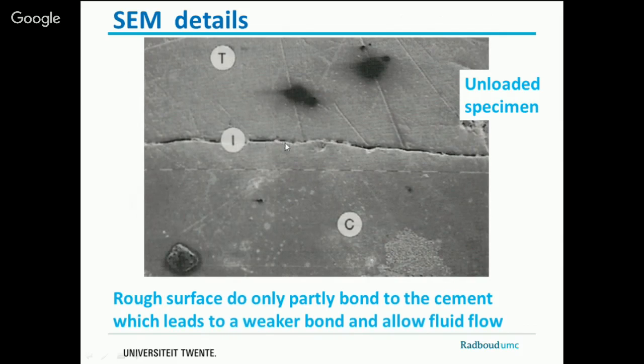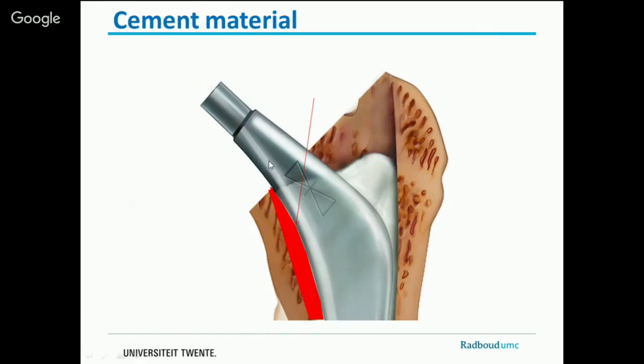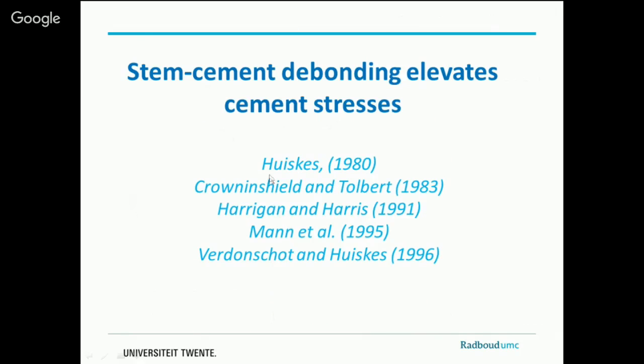So that might be an aspect that has been kind of ignored and may be very important for some patients. Okay, we're going to look at the cement material. We looked at the stem cement interface. We're going to now look at the cement material. And if a stem debonds, we will elevate the cement stresses because of that splitting effect.